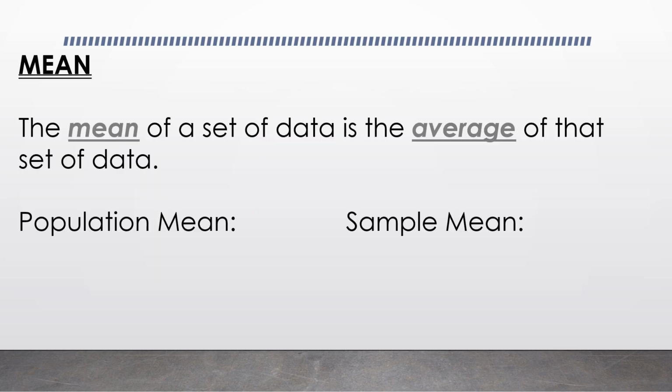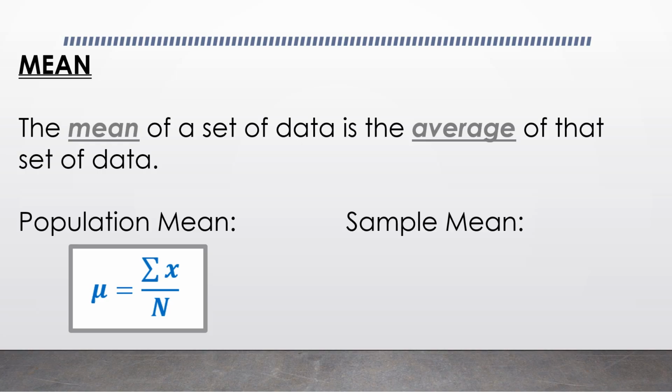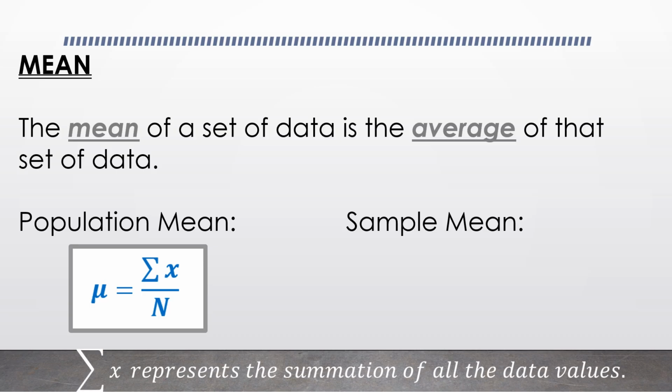First step is the mean. The mean of a set of data is the average of that set of data. Population mean has this formula: the Greek letter mu is equal to the summation of all the data values divided by the size of the population. So that capital N, which is actually a Greek letter, is the size of the population.